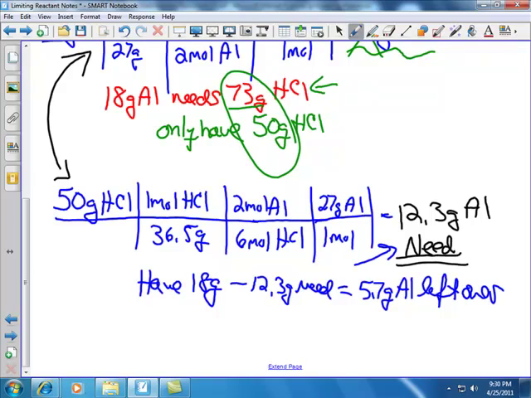I know that's a lot, okay, but this is the whole idea of limiting and excess. You should now have enough information to complete a worksheet.